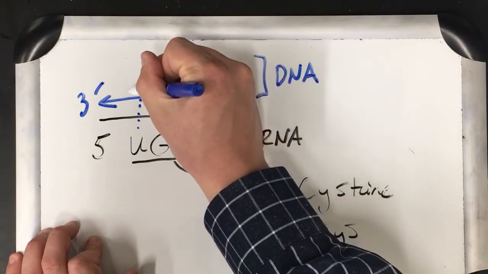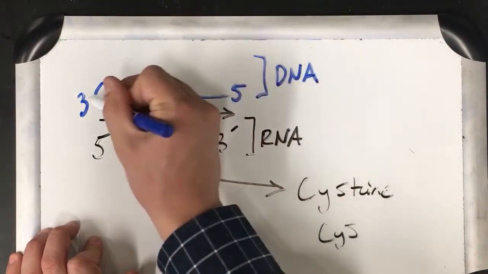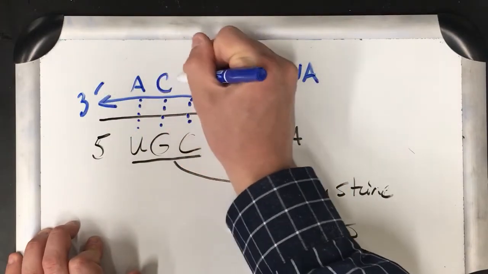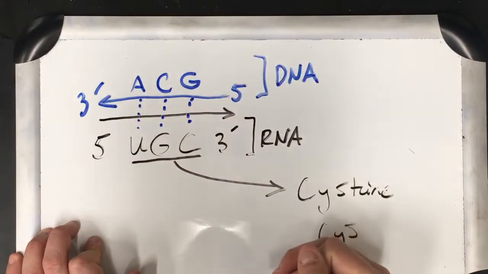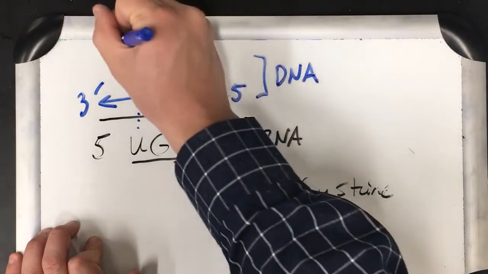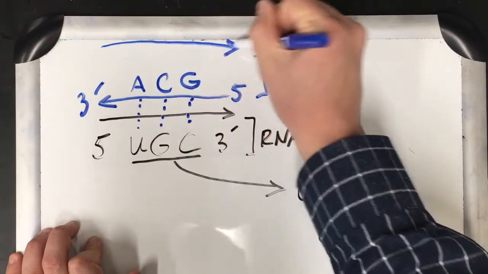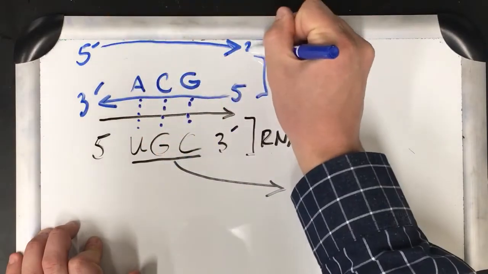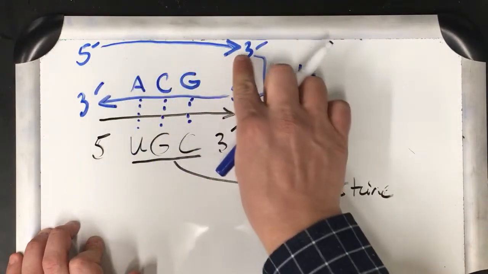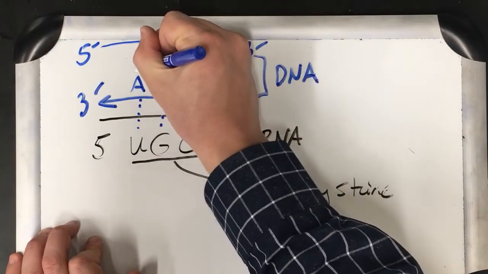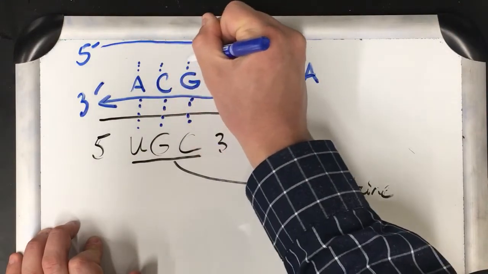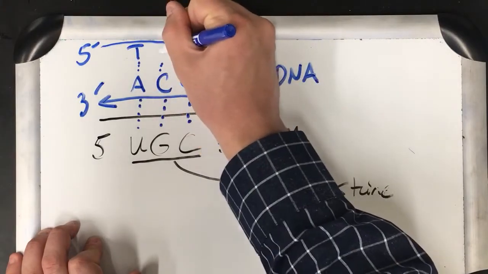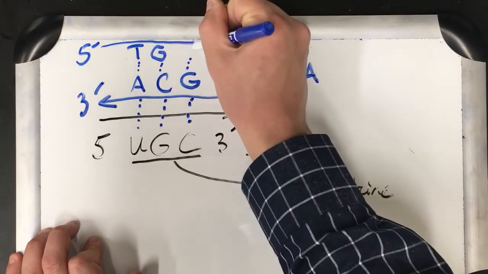In this case, remember this is 5' to 3', but that doesn't matter as long as you tell me the direction: A, C, and G. That means that the other strand of DNA is always going to run opposite, just like this. That means in the DNA world, in this helix right here, we have T, G, C.